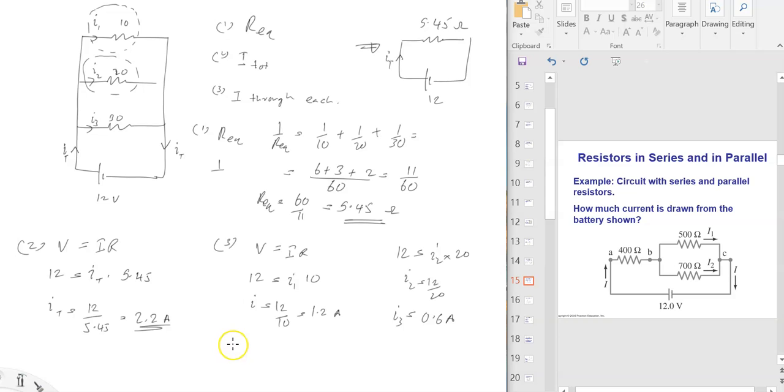Third one, I3 is 12 over 30, so that will be 0.4 amps. Now when you add all these together, it comes back to 2.2. Also you see, the smallest resistor has the highest current, 1.2 amps. The next one has the next biggest current. The biggest one has the smallest current. Okay?